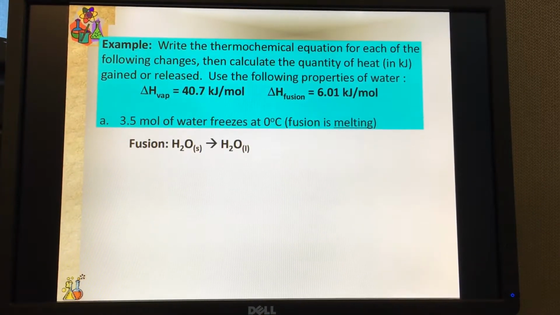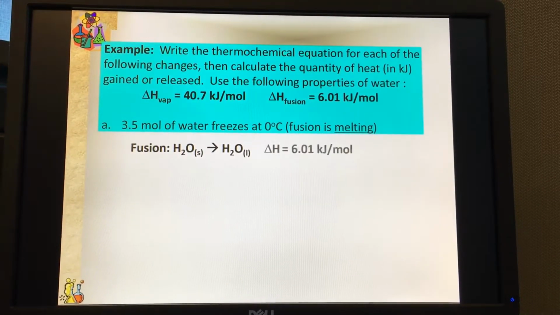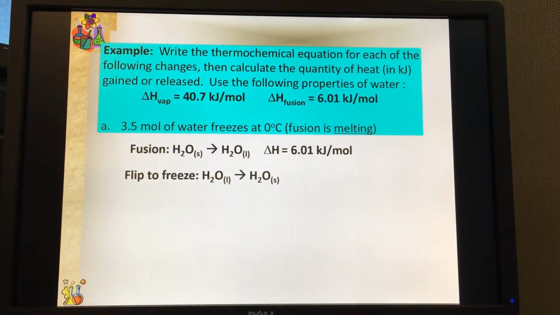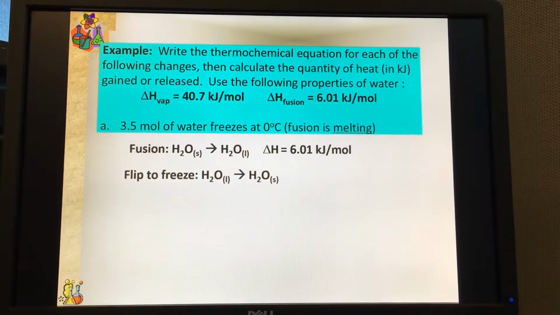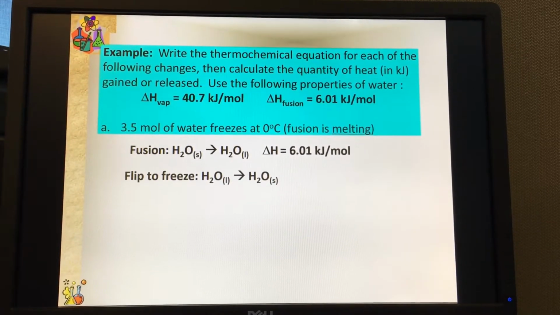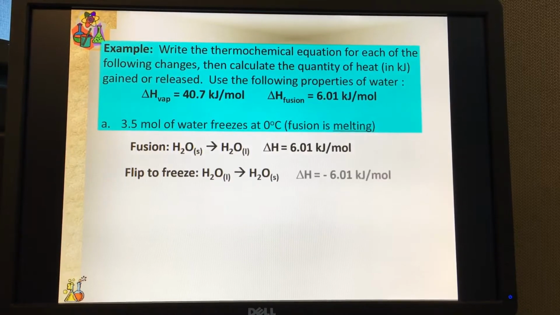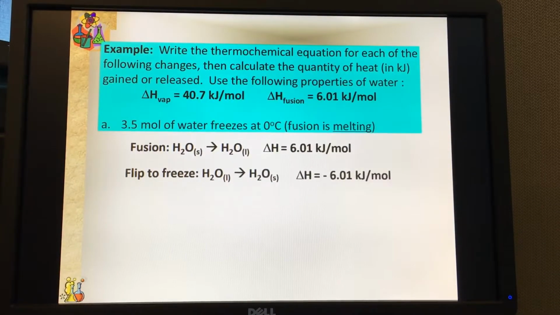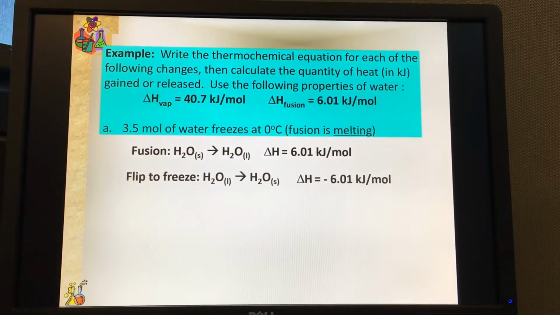Here's the equation for fusion: solid water turning into liquid water. If I flip the reaction, I can look at the freezing change of water, going from liquid to solid. Because we flipped our reaction of fusion, we also changed the sign of the enthalpy. Positive 6.01 kilojoules per mole becomes negative 6.01 kilojoules per mole. Energy is absorbed when water melts, and it's released when water freezes.